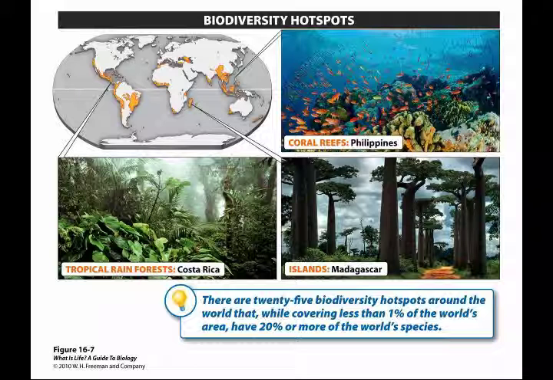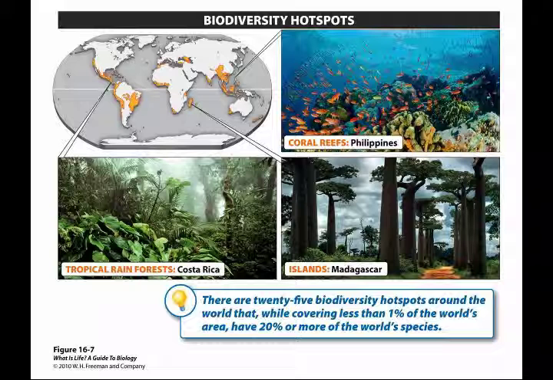Our biodiversity hotspots, I believe there are 20 of them that are found throughout the planet, and they do kind of change as the environment starts to change, or as we start to see environmental events like tornadoes or tsunamis or forest fires. One of those places is the coral reefs in the Philippines.